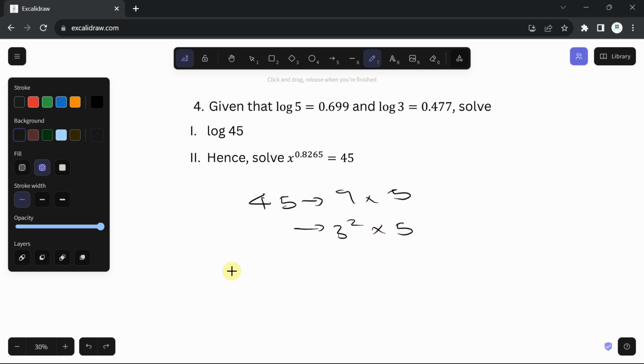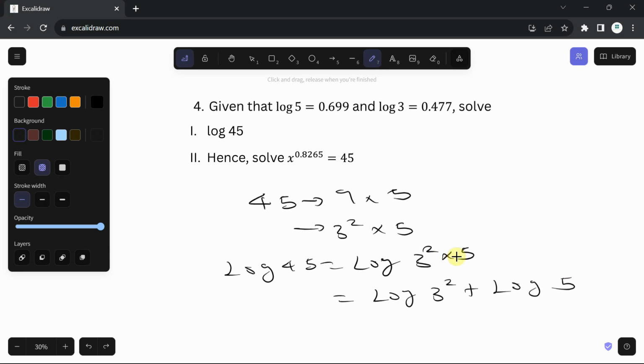And 9 times 5 is like saying 3 squared times 5. So if I replace it, I could say log 45 is equal to log of 3 squared multiplied by 5. So this is like saying log 3 squared plus log 5. Remember, whenever it's multiplication that you're joining them, you can break them apart with plus. From the law of logarithm, I could bring this 2 down and say this is 2 log 3 plus log 5. And if I replace what they gave me, this is 2 times 0.477 plus log 5, which is 0.699.